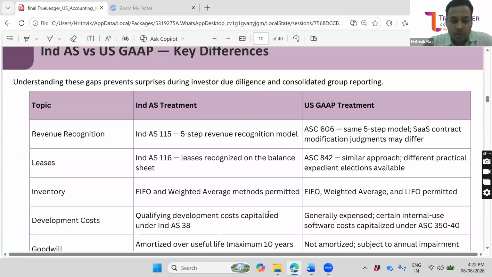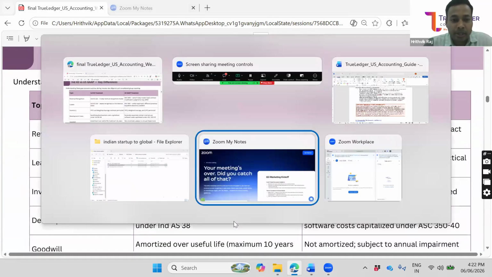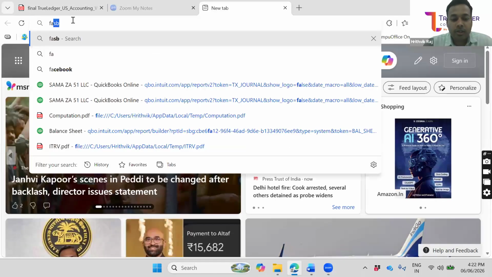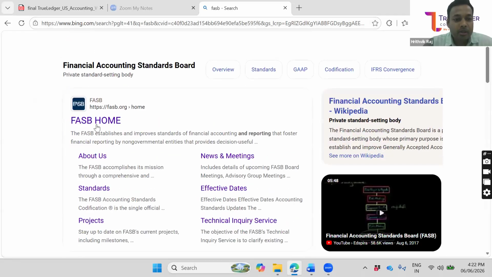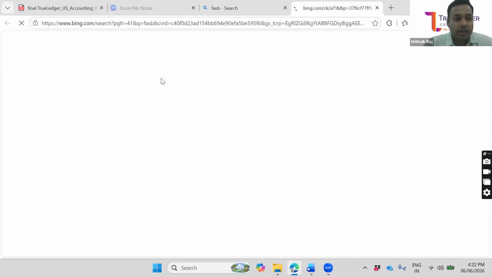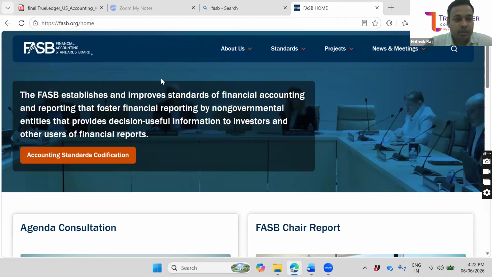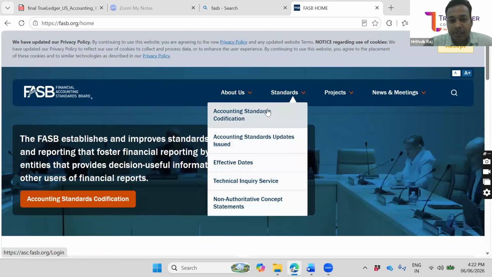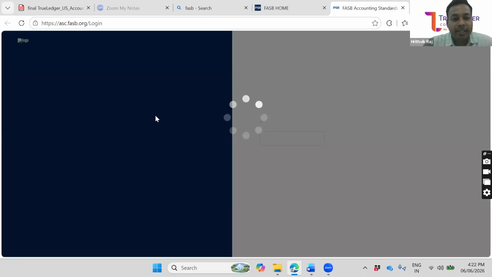The accounting standards are prescribed by FASB, the Financial Accounting Standards Board, from where you can see what standards are prescribed. I can take you there, just wait. If we go to Google and just type FASB, this is the site of the US FASB, the Financial Accounting Standards Board. These are the standards here. If you want, you can see the ASC, which is the Accounting Standards Codification, here.